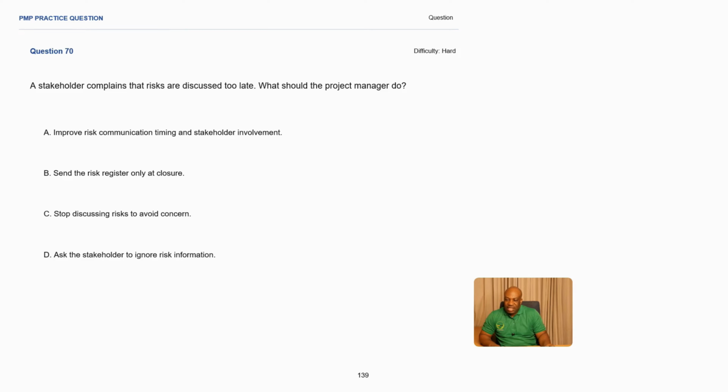Practice question number 70. A stakeholder complains that risks are discussed too late. What should the project manager do? Okay, so the difficulty level here is high. So what is our problem statement? We have a stakeholder who is complaining that the risks are being discussed too late. So this is the problem statement. What should the project manager do?